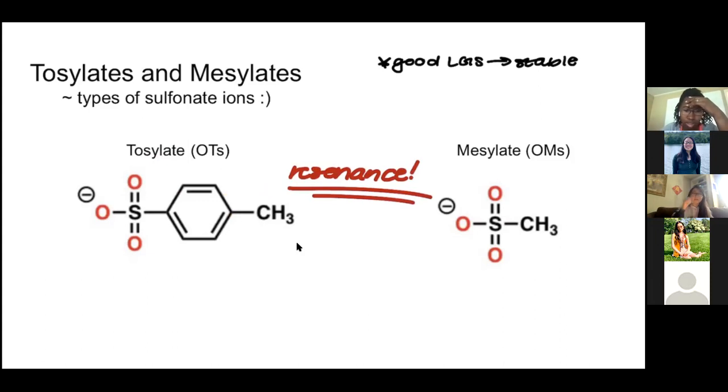And so next we're going to be talking about the different reactions we can perform with them, where we convert the alcohol to either tosylate or mesylate.